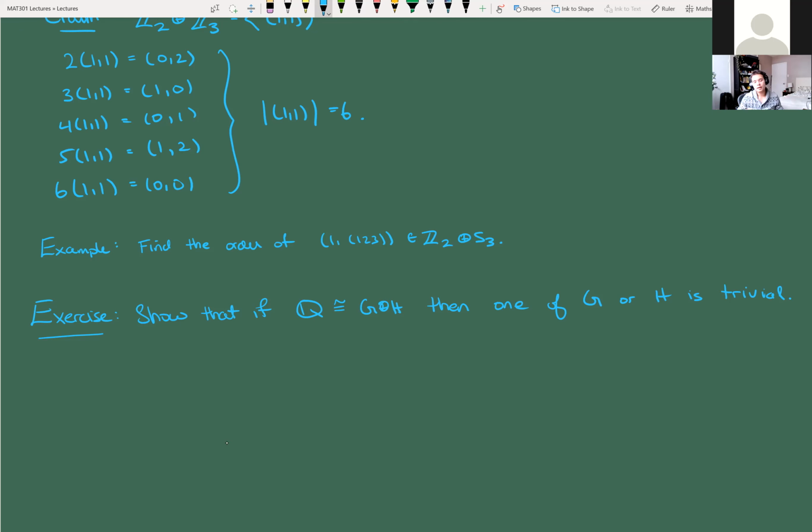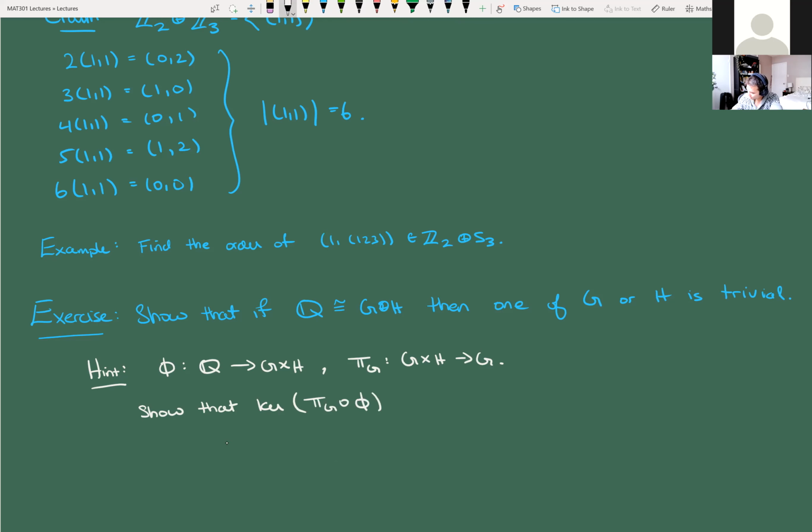This one's a little bit intense. I would recommend, as a hint, I think there's a couple of ways to do it, but here's how I did it. So look at this. You've got phi, right? You're told that these are isomorphic. So you've got this map from the rationals to G cross H, and you've got this projection onto the first component. Show that the kernel of, what's the order I want to do this in? So pi G composed with phi is trivial.